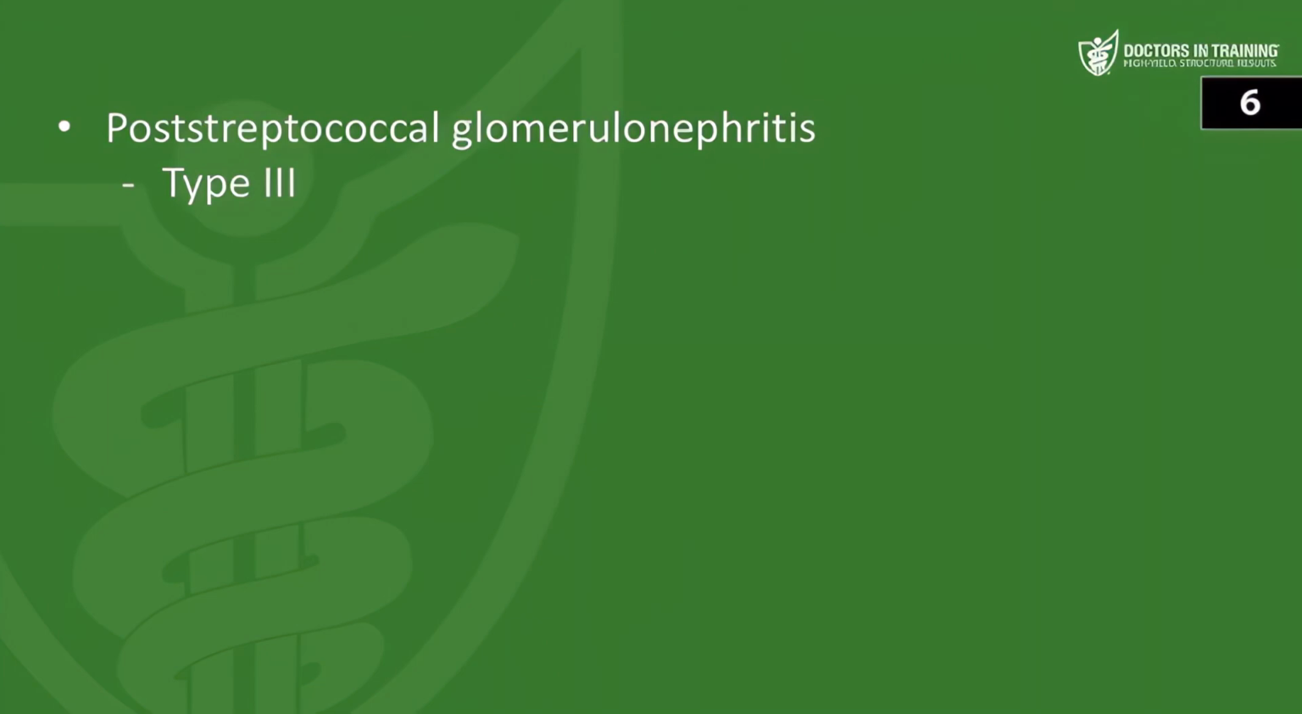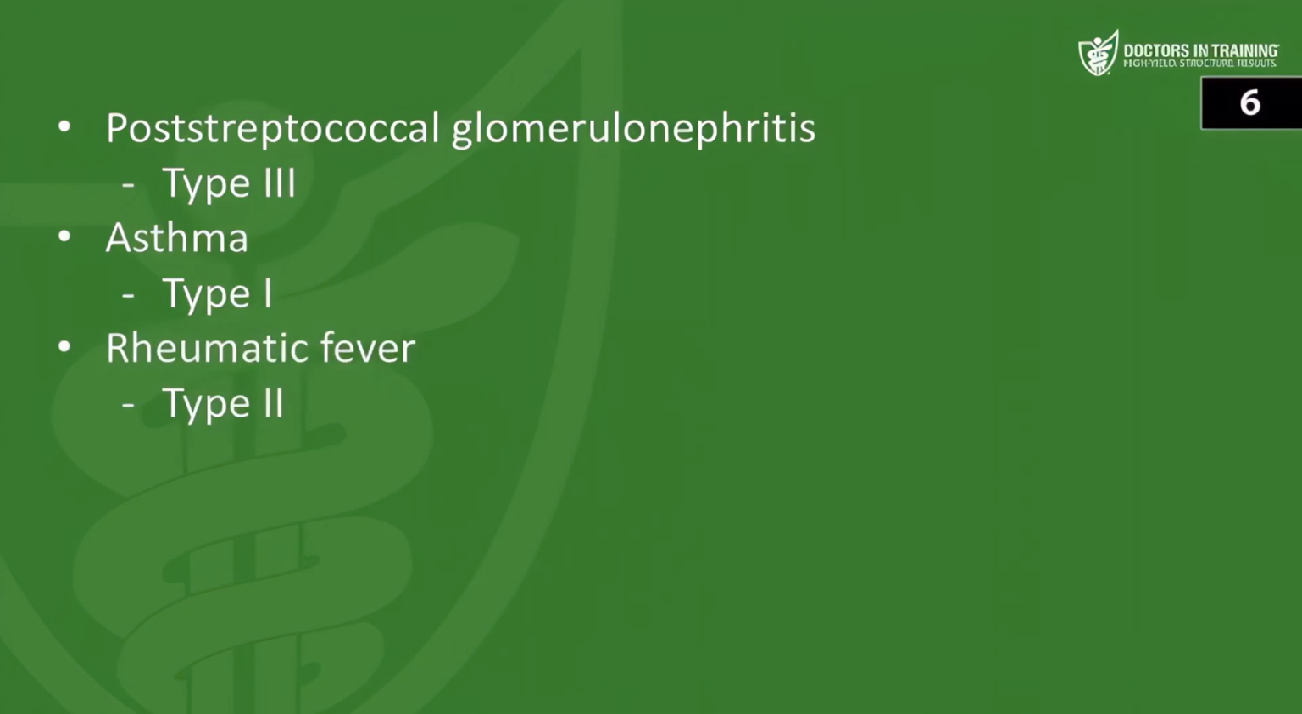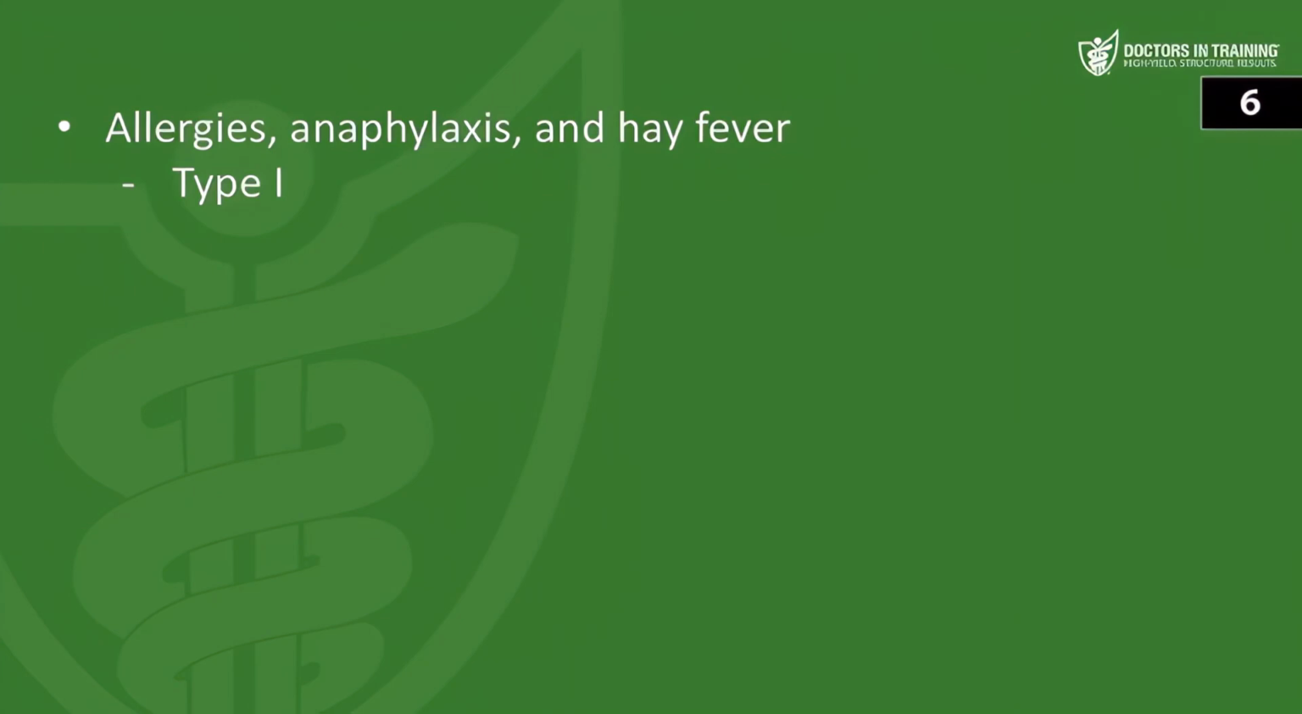Post-streptococcal glomerulonephritis. That's a type 3 hypersensitivity. What about asthma? Asthma is type 1. And rheumatic fever? That's type 2. A TB skin test? That's type 4. Allergies, anaphylaxis, and hay fever? That's type 1.